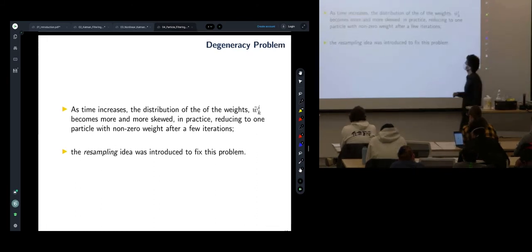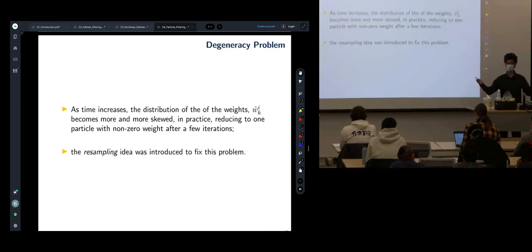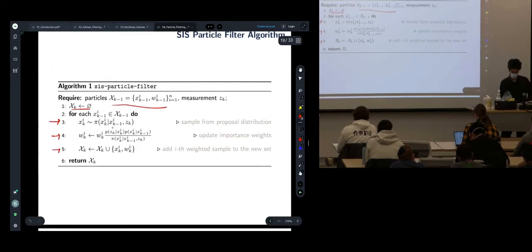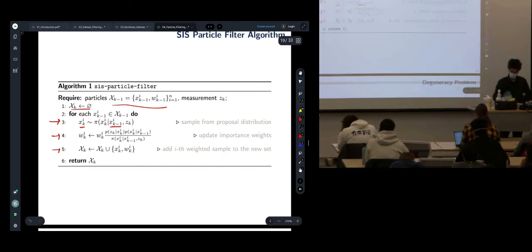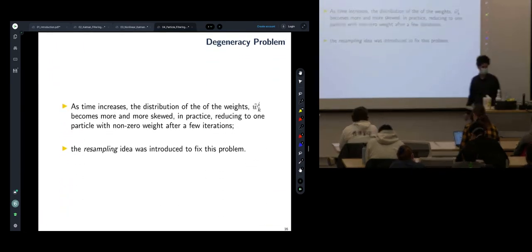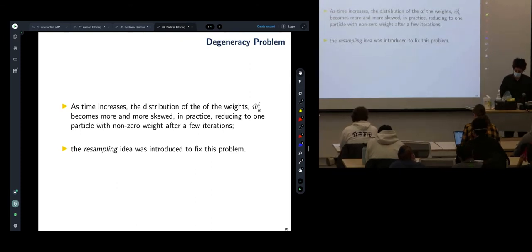What's wrong with it is that you start with a set of particles, and you keep evaluating weights, right? So you draw samples, you weight them. Each time, based on your previous particle, you draw a sample and you update that. So it will move. Based on your proposal distribution, the particle will move, and then you weight it based on this complicated formula. So what will happen is that as time increases, this distribution will become more and more skewed. At some point, it reduces to just one particle with non-zero weight after a few iterations. Why? Because if particles are spread around, and most of them are unlikely maybe, and they're moving around, right?